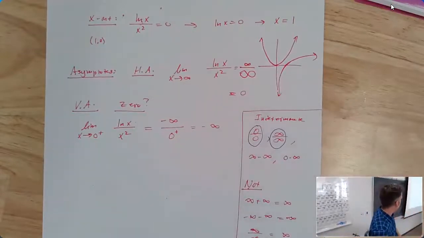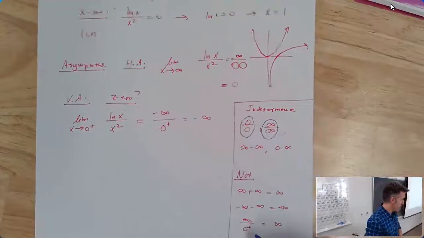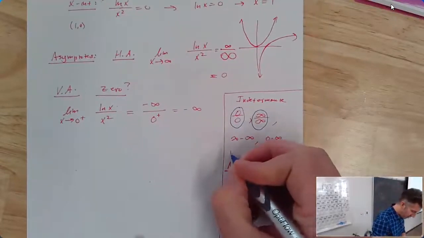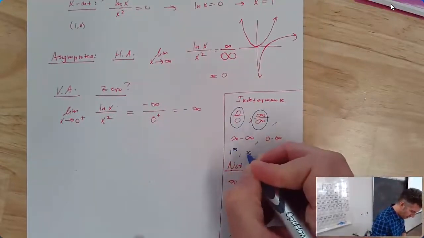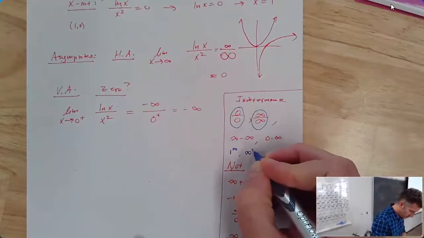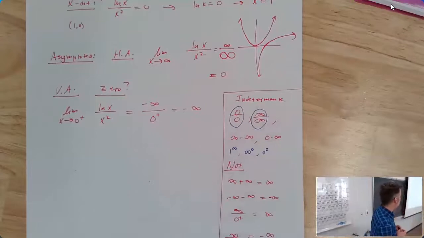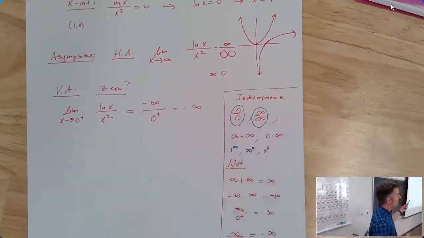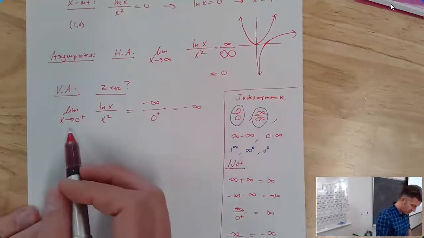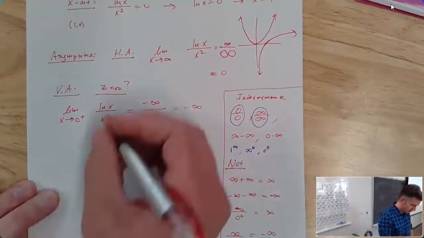Any other indeterminate form, like this or like this, or like some other ones we'll see, like 1 to the infinity, or infinity to the 0, or 0 to the 0. All those have to be manipulated to look like one of these two forms before you can actually use L'Hopital's rule. It's fine. So we're going to graph this thing.